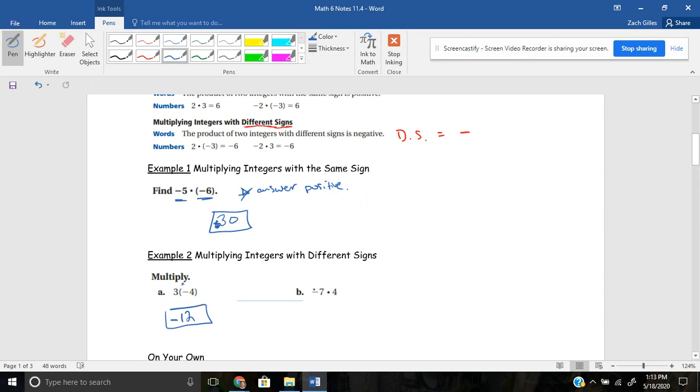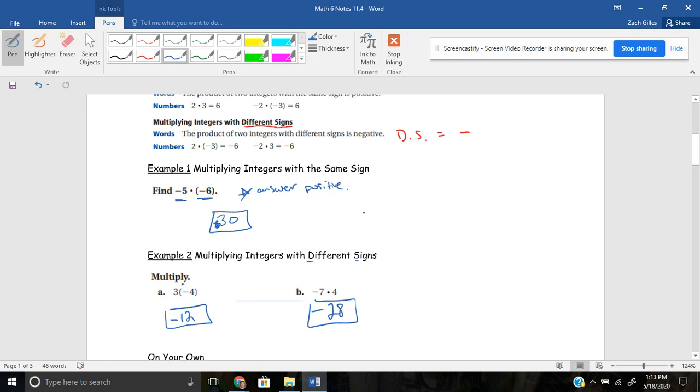Same with the case in letter B. This is a negative and I'm multiplying by a positive, so they have different signs. One is negative, one's positive. So my answer is going to be negative, and 7 times 4 is 28. So negative 28 would be my final answer there.